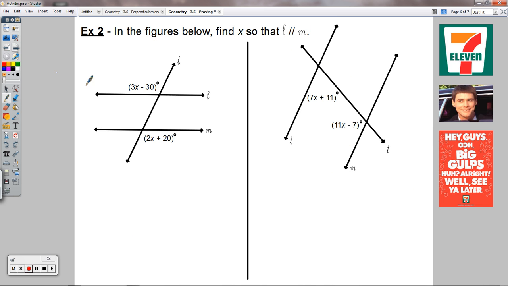Let's move on. Oh yeah! Oh, what's this movie reference now? Hey, look, it's the original Dumb and Dumber. 7-Eleven, that's coming over here. We'll get to that one in a second.